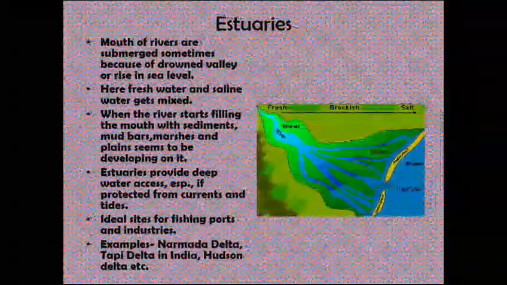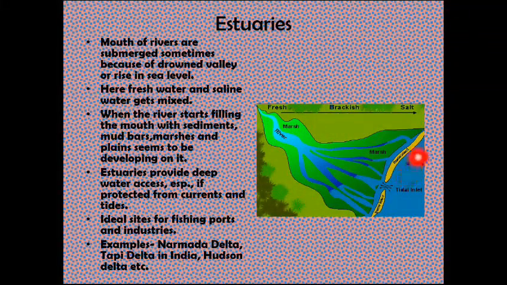Next we have estuaries. Here the fresh river water meets the salty sea water and it forms marshes. You can see here marshes are formed. It is formed normally because of a drowned valley or because of rise in sea level. Here we can see the water is fresh at this point. As it goes to the sea, it becomes brackish, then it becomes saltish. These estuaries provide deep water access and are ideal for fishing, ports and industries. The Narmada River or Tapi River can be seen as an example of this estuary.